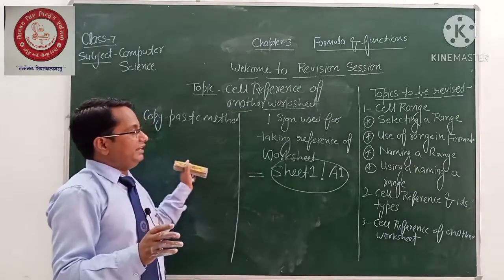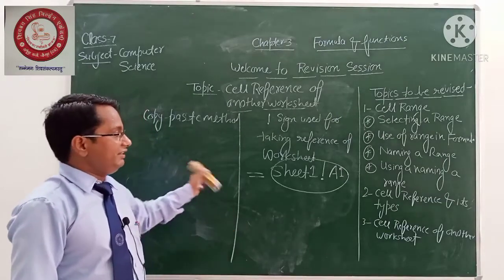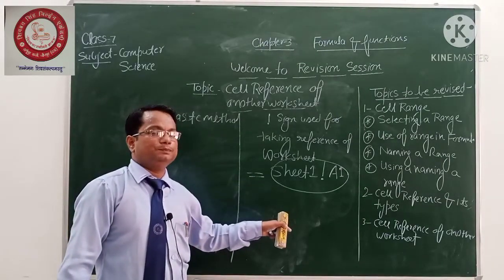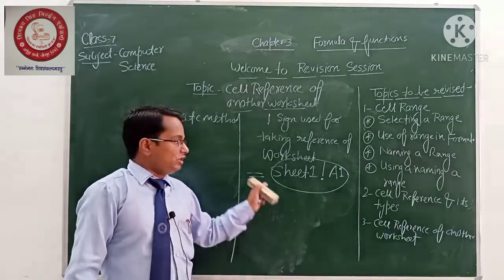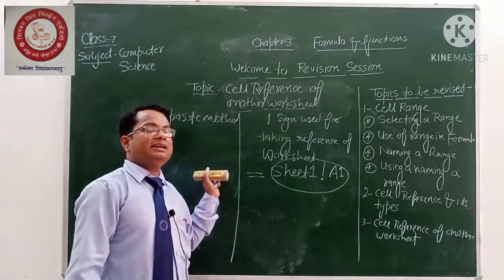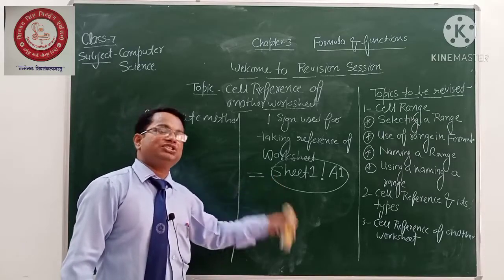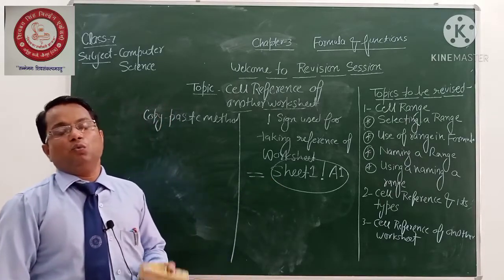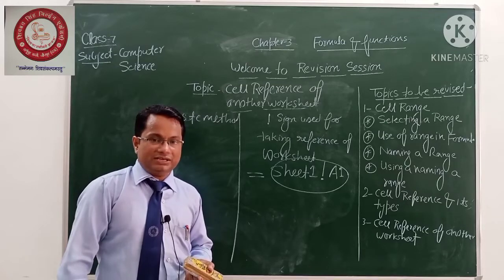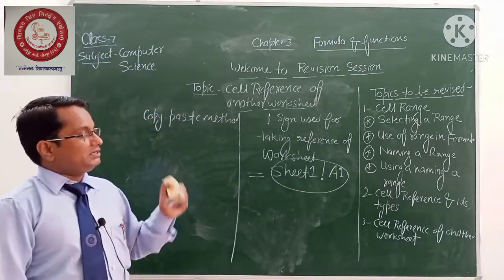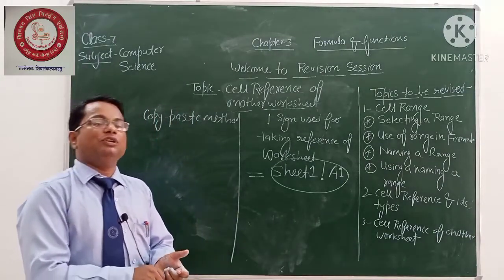Suppose you have taken the help from Sheet1, you have taken the reference of Sheet1, and you have written this formula in Sheet2. In the A1 cell, some data is already written. So if you use it like this, whatever the content is in Sheet1 is going to be used in Sheet2. This is one way to have the reference of a particular sheet. So this is all about the cell reference of another worksheet. Let me erase the board and then we'll proceed further.